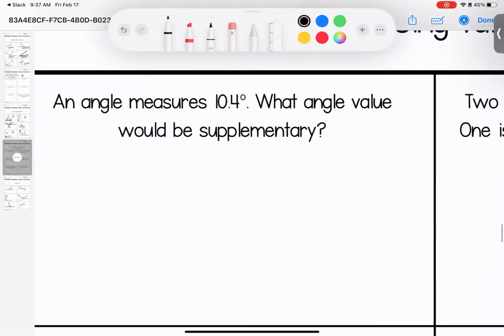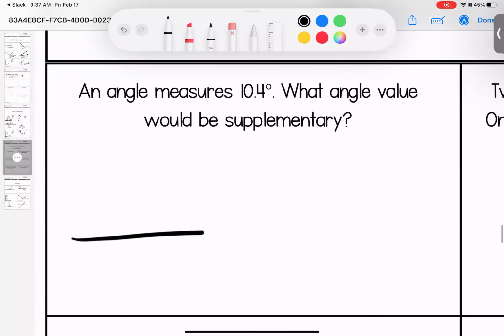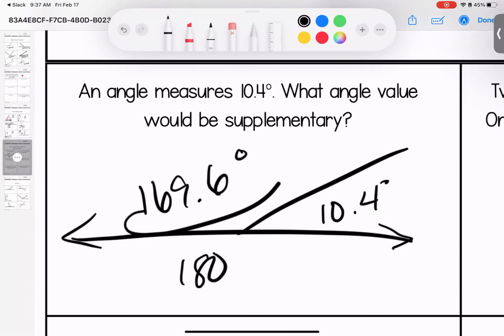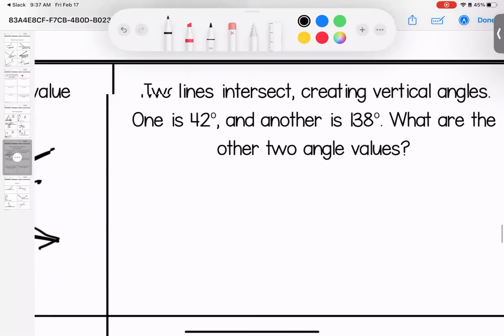An angle measures 10.4 degrees. What angle value would be supplementary? To be supplementary, we're looking at 180 degrees. So if we have 10.4 degrees over here, that means 169.6 degrees would make it supplementary.